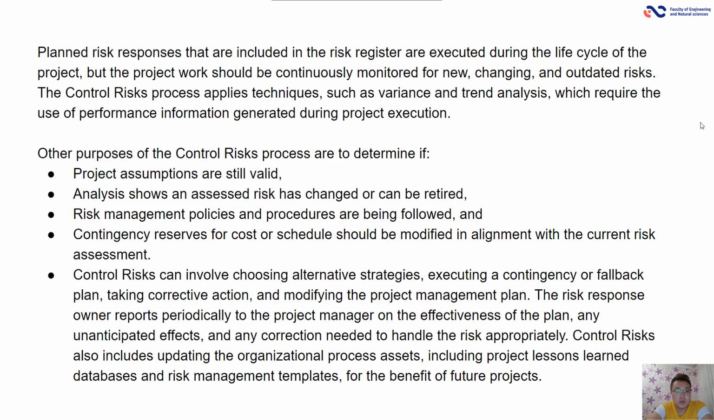The purpose of the control risk process is to determine if project assumptions are still valid. Analysis shows an assessed risk has changed or can be retired. Risk management policies and procedures are being followed. Contingency reserves for cost or schedule should be modified in alignment with the current risk assessment. Control risk can involve choosing alternative strategies, executing a contingency or fallback plan, taking corrective action, and modifying the project management plan.